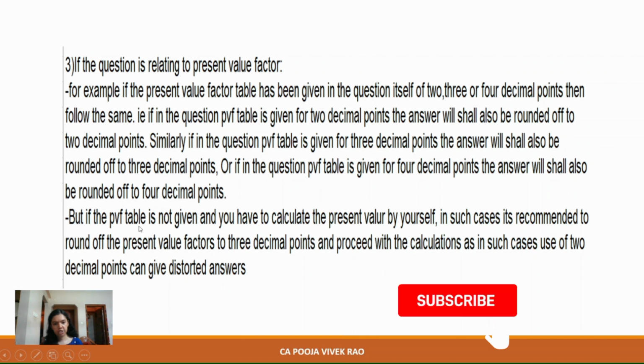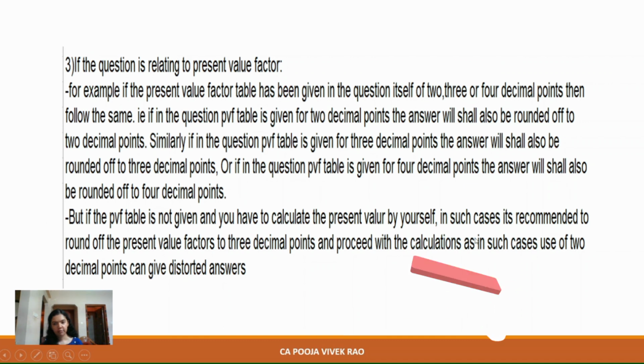In case the present value table has not been given in the question and the present value has to be calculated by the students, in such cases it is recommended to round off the present value factors to 3 decimal points and proceed with the calculations with 3 decimal points, because sometimes, in case 2 decimal points are used, the answers may be distorted.